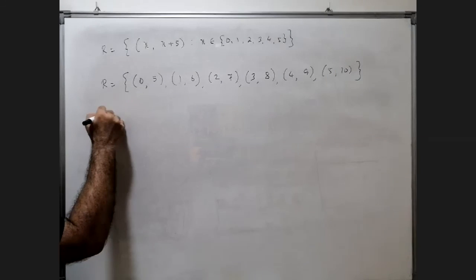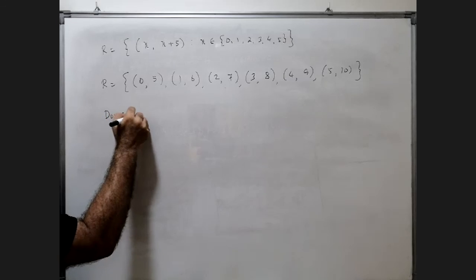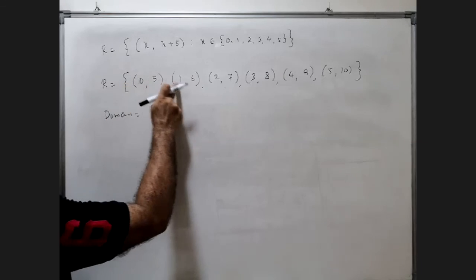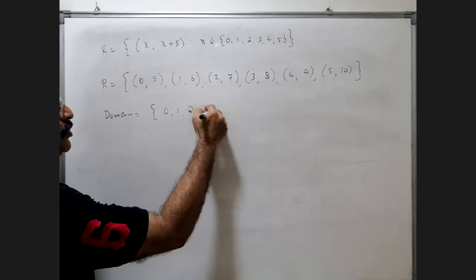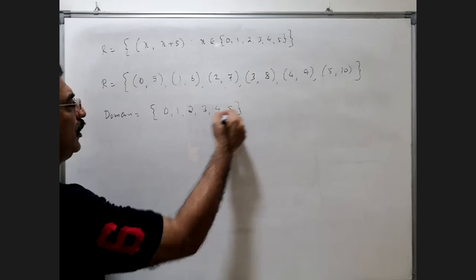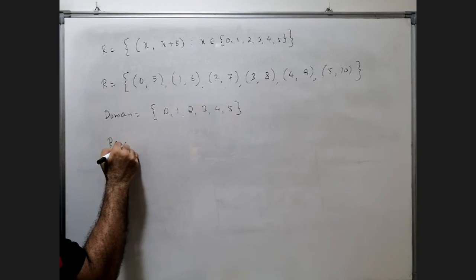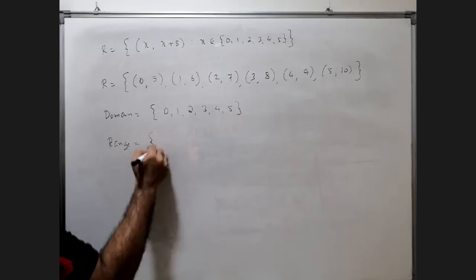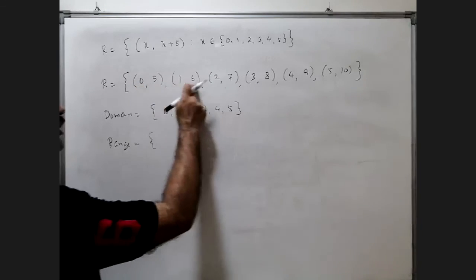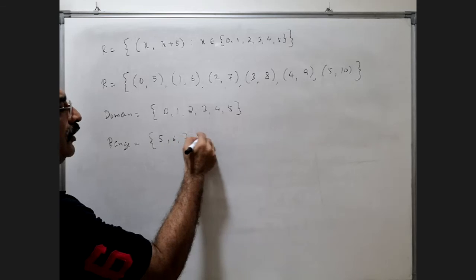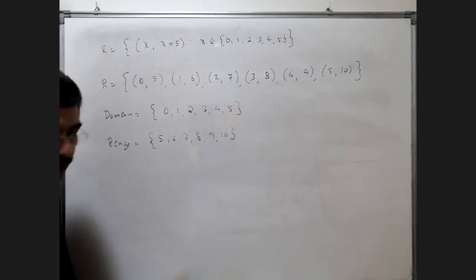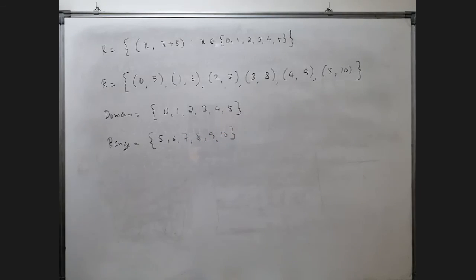The domain is the set of x values: 0, 1, 2, 3, 4, 5. And the range is the set of y values: 5, 6, 7, 8, 9, 10. That's the domain and range.